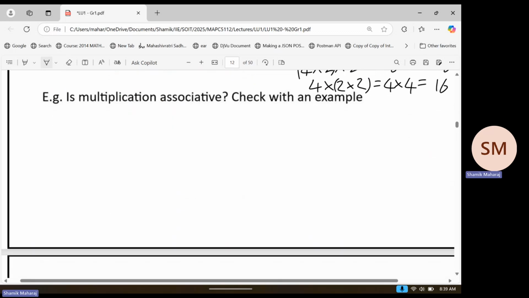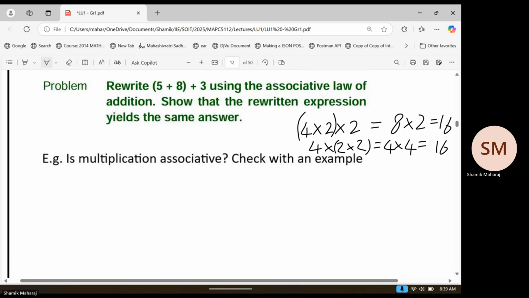And there's an example here for you guys to try: is multiplication associative? We just did want to check that. We did that above, not in the right place, but it's there. So let's just point that out here.